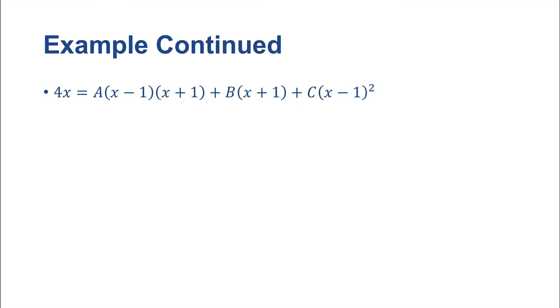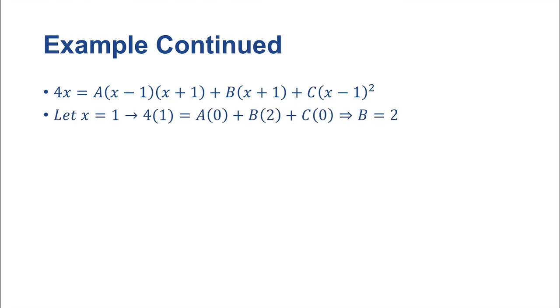All right, so now we're going to say that x could be equal to 1. So if x is equal to 1, then this guy is going to go to 0, and this guy is going to go to 0. So we get to isolate B. We get 4 times 1 is equal to A times 0 plus B times 2 plus C times 0. So B is equal to 2. There we go. We've already got the first one done.